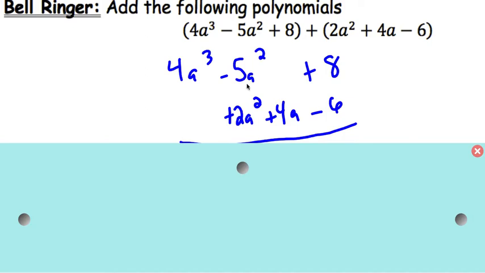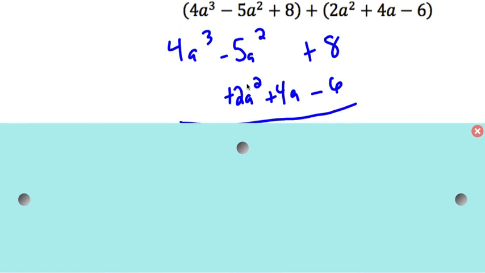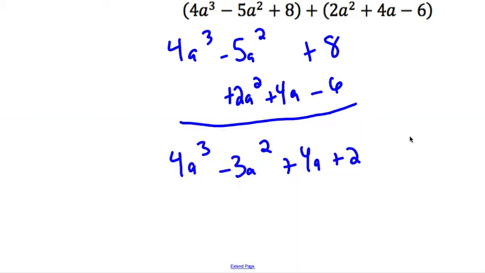So I put my 2a squared in the column with the 5a squared, and then the 4a I put in this column. There was no a term in that first one, and then I put the minus 6 with the 8. And then I simply just added my columns together. 4a to the third, there's no other term to combine that with, so that just came down. Negative 5a squared plus 2a squared, remember we just combined the numbers out front. Negative 5 plus 2 is negative 3. I brought the 4a down, 4a with nothing to combine with is just 4a, and then 8 minus 6 gives you 2, so there is your final answer for our bell ringer.